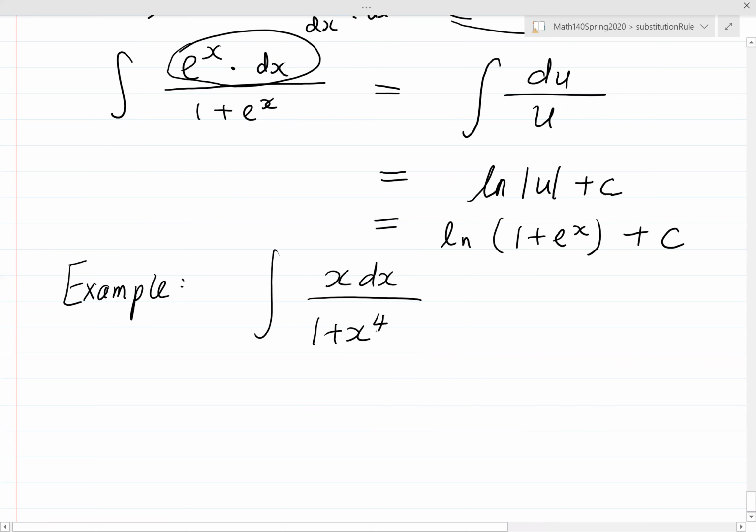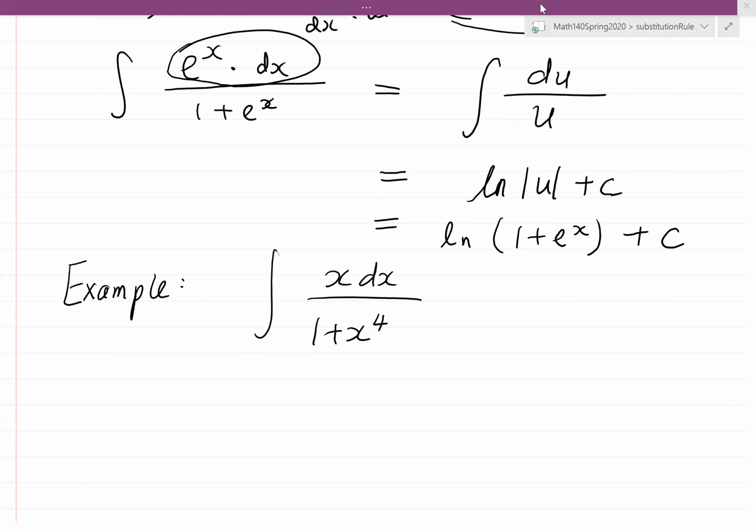Okay, what do we do for this problem? First, this is not in the antiderivative table, so we should do something else. Next question, if we do substitution, what substitution factor do we actually choose?